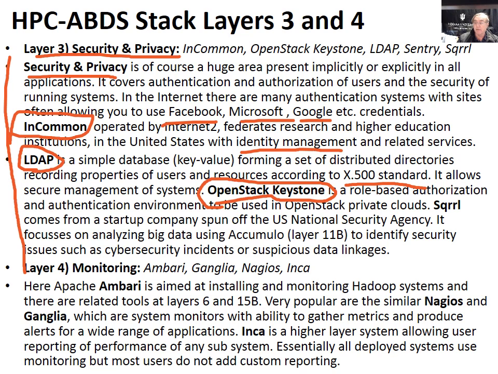In this area, we have Squirrel, which also occurs later on, which comes from a startup company of the same name, which focuses on analyzing big data using Accumulo, which is a NoSQL store, to identify security issues such as cybersecurity incidents where people do denial of service attacks, or linkages between different entities which suggest some sort of funny business going on.